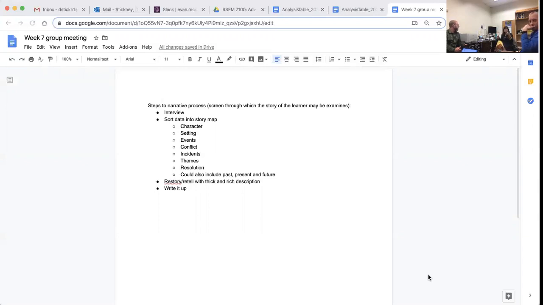But he uses the term story map in this article. Right, story map. He also calls it a rubric. Yeah, he calls it a rubric. So you take all the data and you put it onto the story map, and then you restory it, or tell the story, and then analyze the story. It's a cool way to make sense of a lot of data.